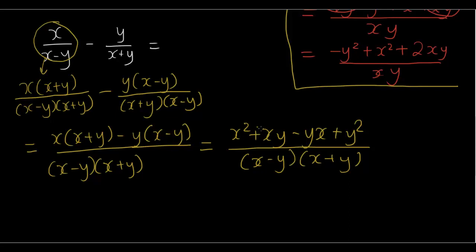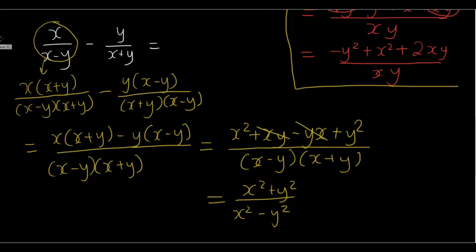So plus xy and minus yx, they're actually the same terms. One's positive, one's negative, so you can cross them out. So you're left with x² + y² over the denominator, and if you want to simplify it you can expand it. Okay, so that is the answer for that one.